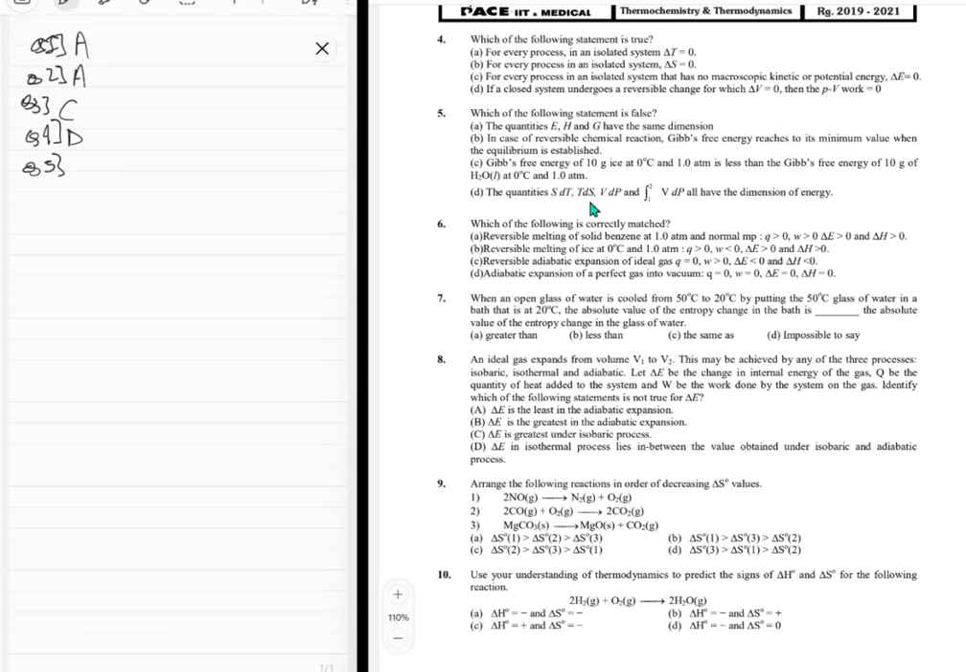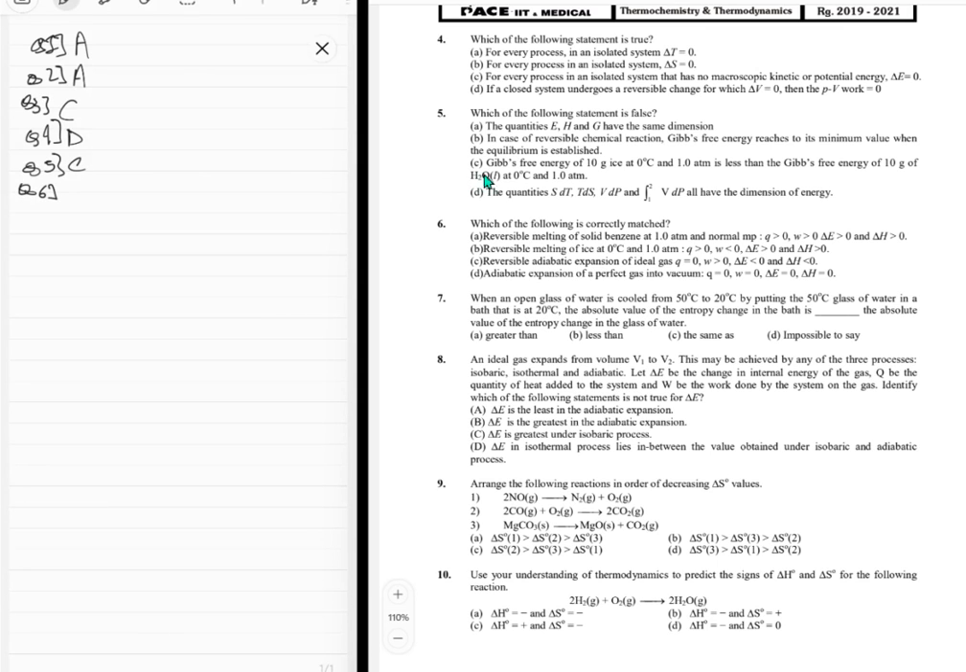The quantities ST, TdS, VdP, and this integration all have the same dimensions. So which of them is wrong? I don't know. ST and TdS, of course, have the same dimension. It's just heat, right? And heat is basically work. And VdP is like the same thing as PdV, and PdV is also work. And this integration is also work itself. So yeah, they all have the dimensions of energy. Yes, D is correct. C is incorrect, right? So yeah, this is the incorrect one because it is equal.